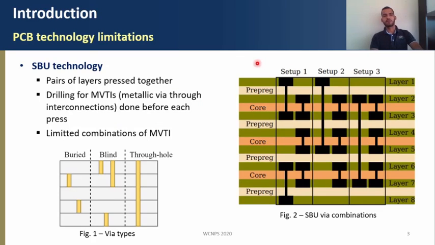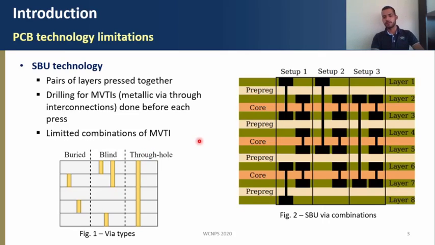The sequential build-up technology, the SBU, is one of the most common processes in printed circuit board manufacturing. It consists of pressing and gluing pairs of layers together, in which the drilling for the metallic via through interconnections is done before each press. And this implies some limitations on their combinations. Just to know the names here, the buried vias are the ones that connect just inner layers. The blind vias connect surface layers to inner layers, and the through-hole vias pass all through the PCB stack.